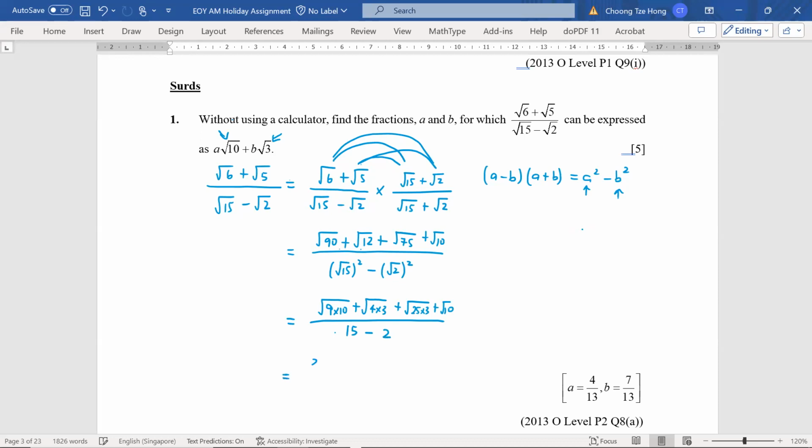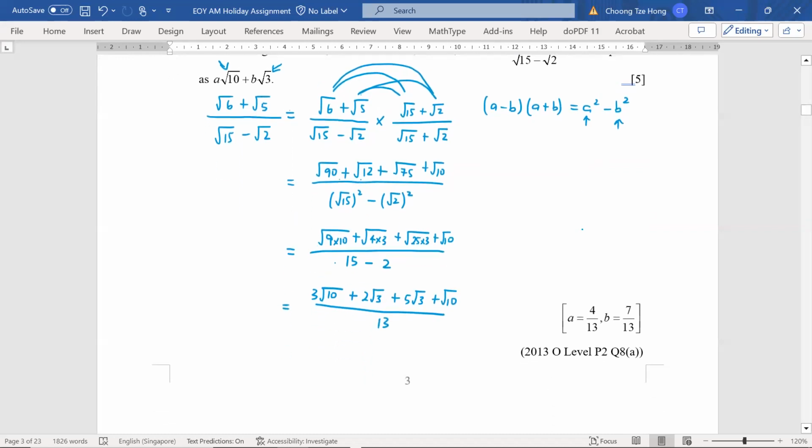So the top, square root 9 will be 3, so 3 square root 10. Square root 4 is 2, so 2 root 3. Square root 25 is 5, so 5 root 3. Then this will be square root 10 over 13. So we're almost done.